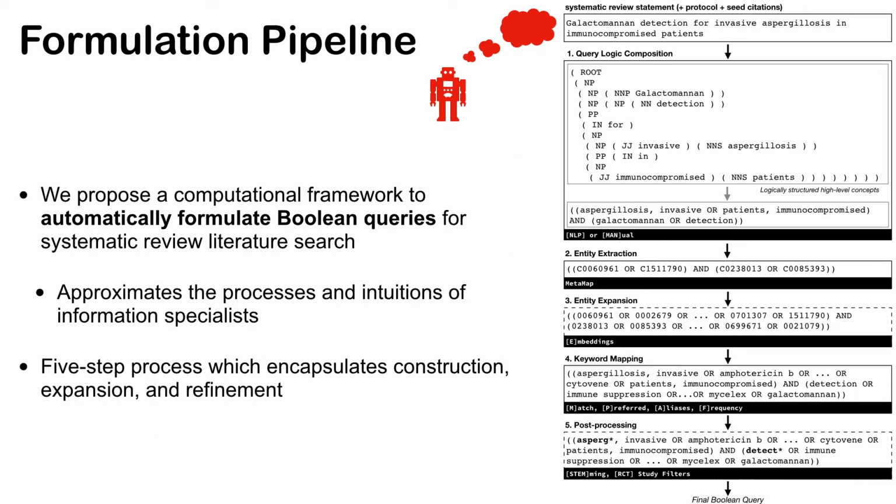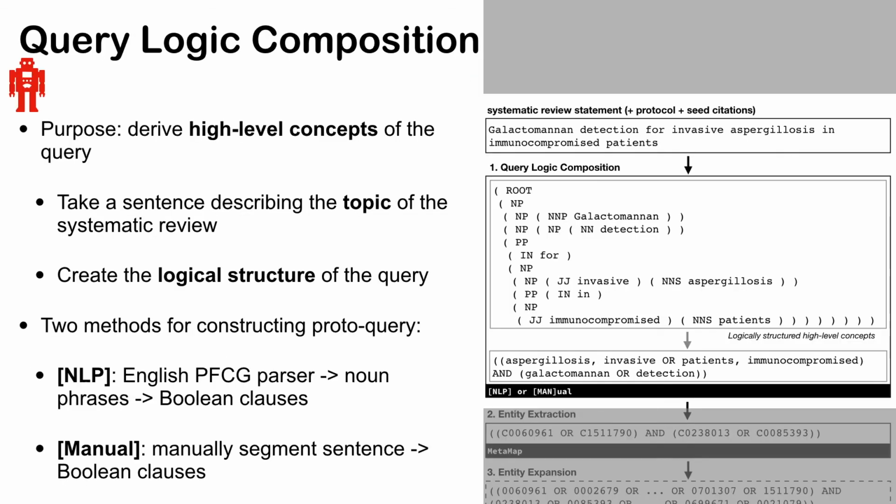So we propose a pipeline to address these limitations, which automatically constructs queries for systematic review literature search. We attempt to do this by approximating the processes and intuitions of information specialists using this conceptual approach. We have 5 steps which encapsulate the construction, expansion, and refinement of Boolean queries. The process first starts with query logic composition.